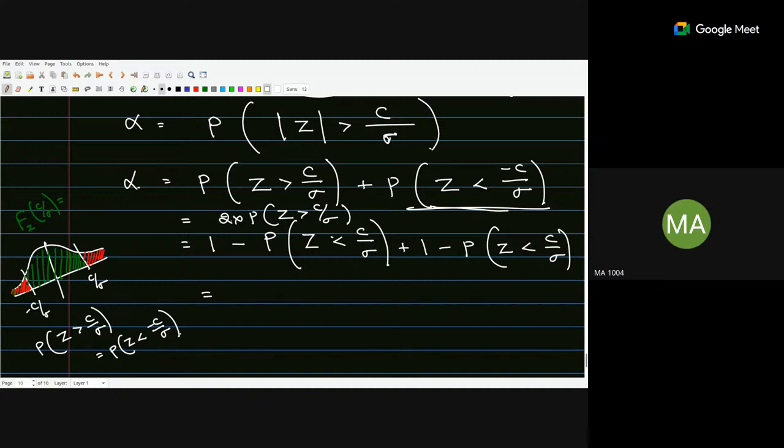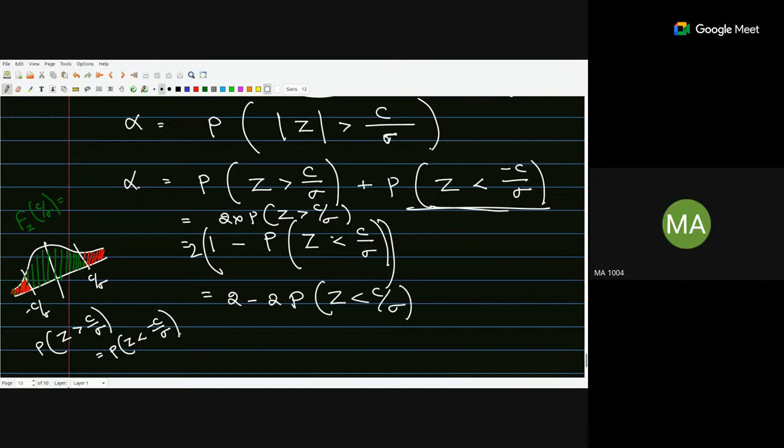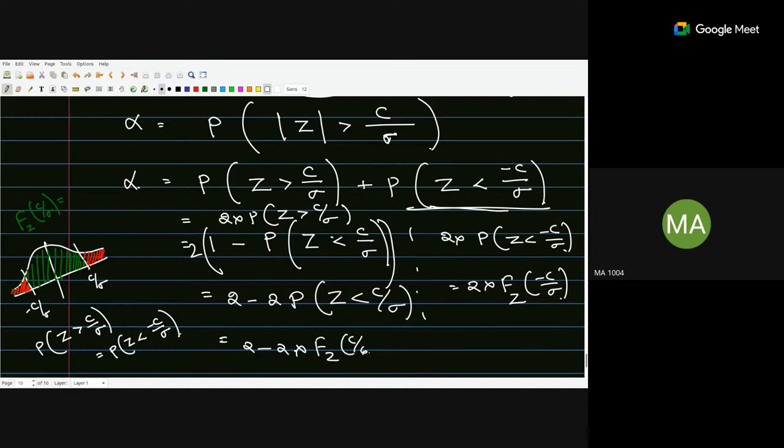That's it. So once I can write this, I can write this as 1 minus probability that z less than c by sigma, and this is multiplied by 2. You don't need to write this also. Okay. No, I understood that way also now, that both are same. So yeah, either you can write it like this, or instead of taking z greater than c by sigma, as these two are equal, I can write two times z less than minus c by sigma. And this will be directly F z of minus c by sigma. And this will be 2 minus 2 times F z of c by sigma. Okay. So that's the difference.